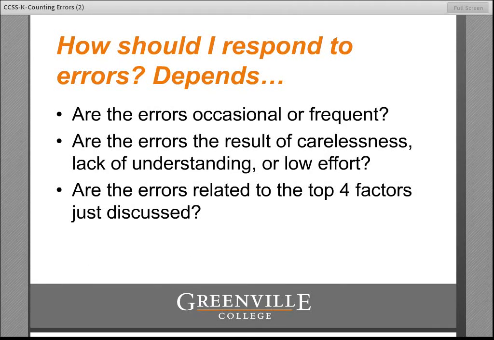So now we know the most likely factors contributing to correspondence errors. How can we use that information to respond to errors? Well, this gets back to an idea that I've already introduced, which is that if the errors are occasional, but the child consistently exhibits understanding of the principles of counting, it's not really necessary to correct it. But if the errors are the result of carelessness or low effort, the response that you choose will be different than if the error is the result of a lack of understanding of counting principles.